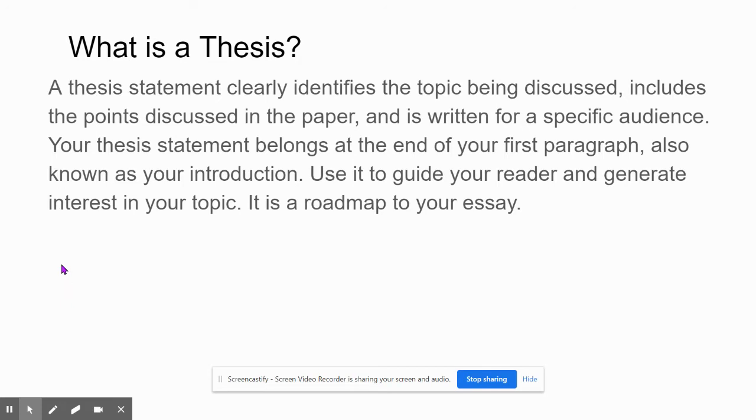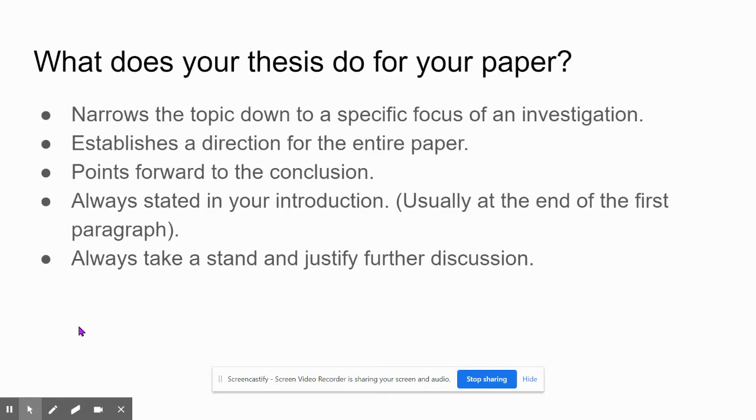It keeps you on topic, and it also helps to guide your reader. When a reader reads your thesis, they know what to expect in your paper. It also guides your writing and keeps you sticking to that topic. So what does your thesis do for your paper? It helps you to narrow your specific topic so that you can do your research. You're not going off on a tangent, down a rabbit hole. You're staying focused on those subtopics that will support your claim. It establishes direction for the paper. It points toward a conclusion.